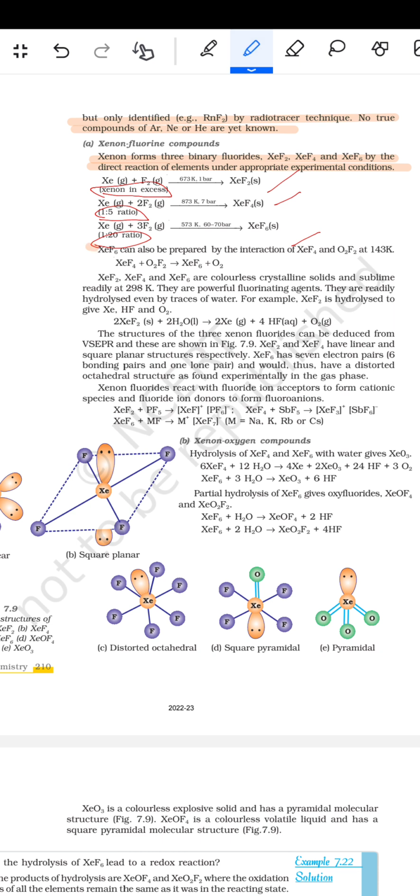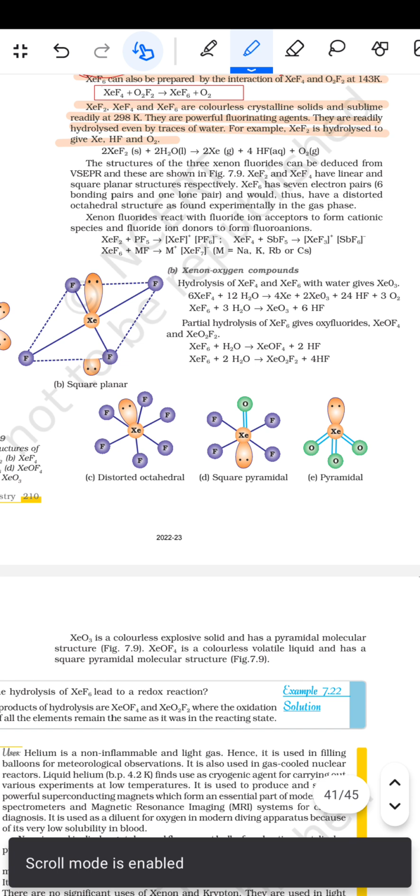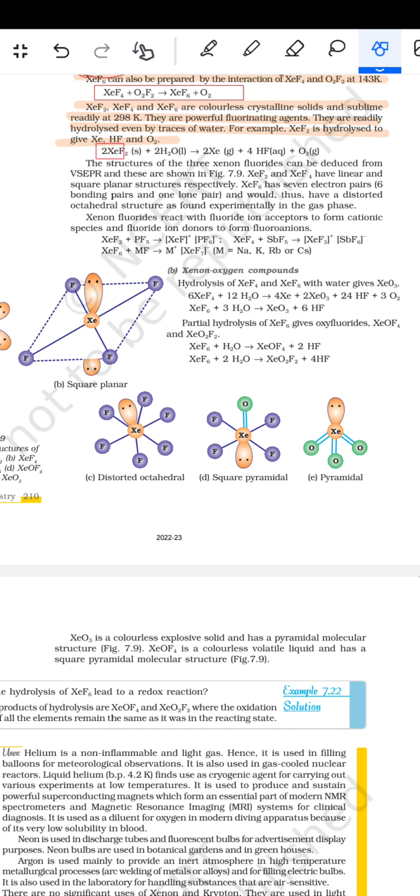Xenon XeF6 can also be prepared by the interaction of XeF4 and O2F2 at 143 Kelvin. XeF4 plus O2F2 gives XeF6 plus O2 at 143 Kelvin. XeF2, XeF4 and XeF6 are colorless crystalline solids and sublime readily at 298 Kelvin. They are powerful fluorinating agents. They are readily hydrolyzed even by traces of water. For example, XeF2 is hydrolyzed to give Xe, HF and O2. XeF2 plus H2O gives Xe plus 4HF plus O2. This is the reaction.